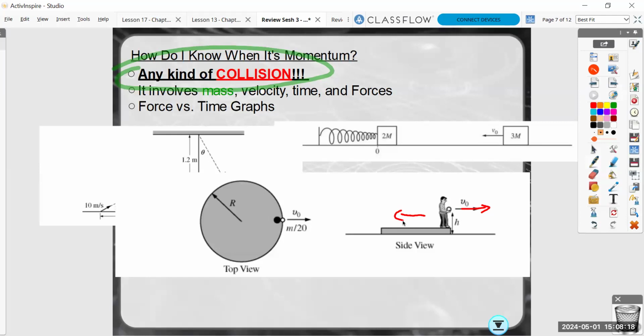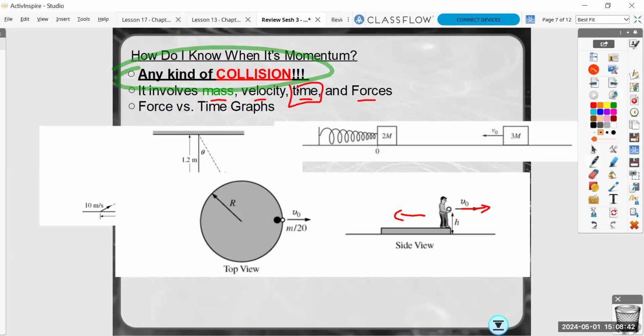Other kinds of questions are ones that involve mass, velocity, time, and forces. If it looks like a kinematics question, but they've also thrown mass or forces in there, it's possible that you're going to want to use momentum. Time really is the big one there. Certainly if they ask about impulse or momentum, that's kind of a dead giveaway.